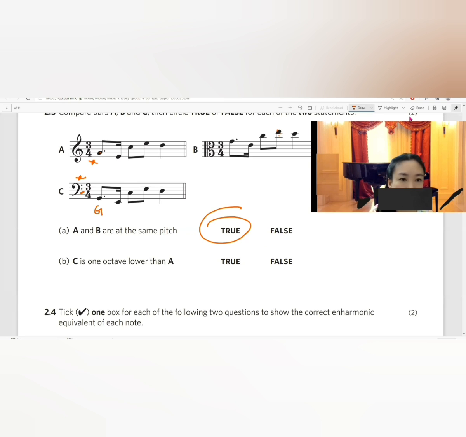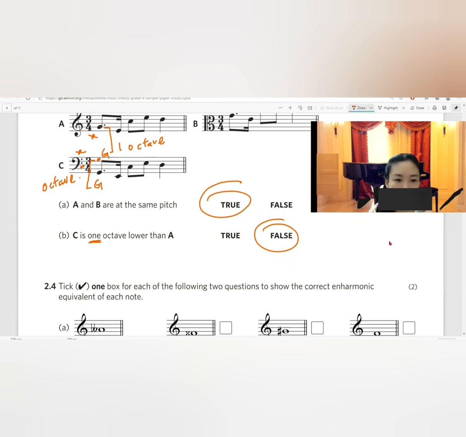So from this G to this G is one octave. From this G, go further down to another G. So from here to here is one octave, and from this G to this G is another octave, which means it's actually two octaves apart. So over here they say one octave, so this is a wrong answer.